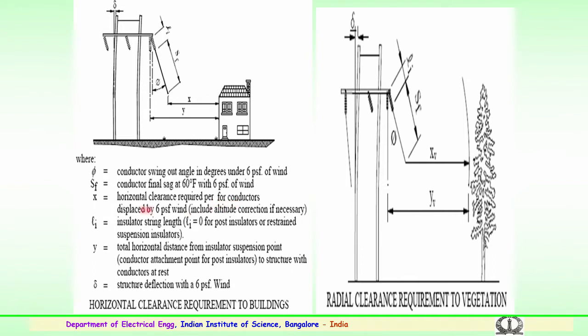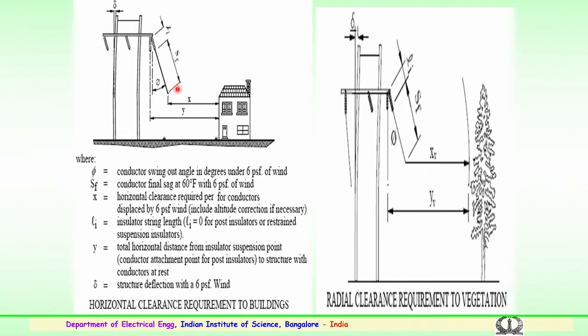for any conductors which are displaced by a wind of 6 pounds per square foot. So, when the wind blows, the minimum clearance to be maintained is x, where x corresponds to 6 pounds per square foot, which includes altitude corrections in some cases. Similarly, y is the actual distance from the insulator string to the constructed house or a residential apartment, which shows the total horizontal distance from the suspension insulator to the structure. So, this is very important. The swing angle has to be considered for a particular area.